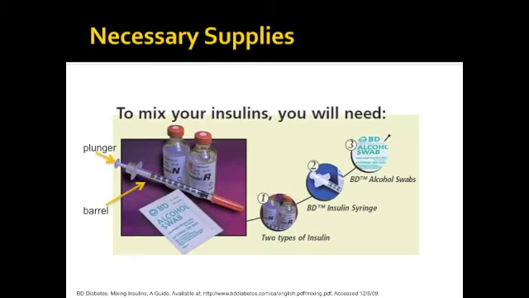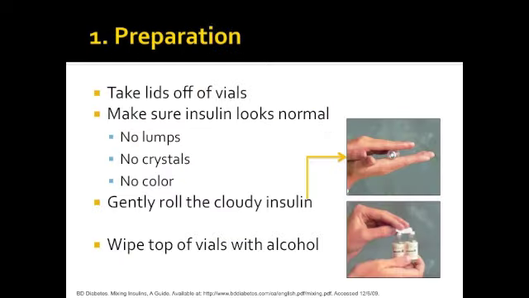This diagram shows necessary supplies that you will need in order to mix your insulins. They include the 2 types of insulin, the insulin syringe, and the alcohol swabs. After taking off the lid of the bottle of insulin, write the date that you opened the bottle on the front. Insulin bottles should be thrown away 1 month after being taken out of the fridge and opened.